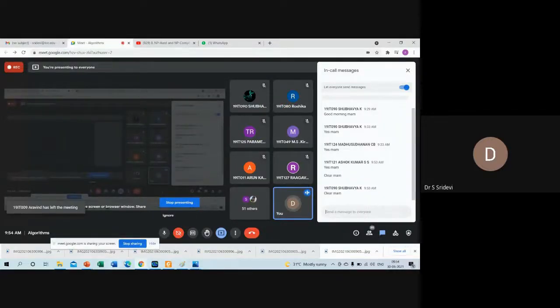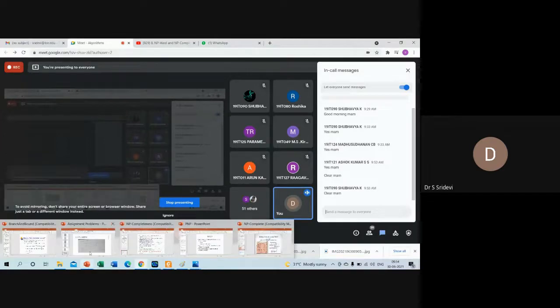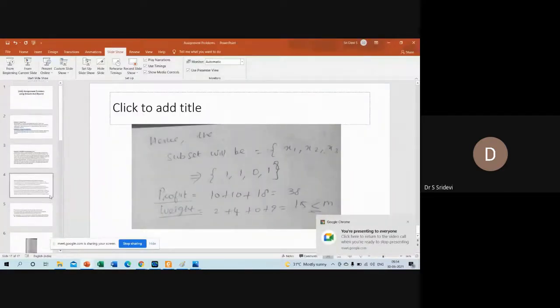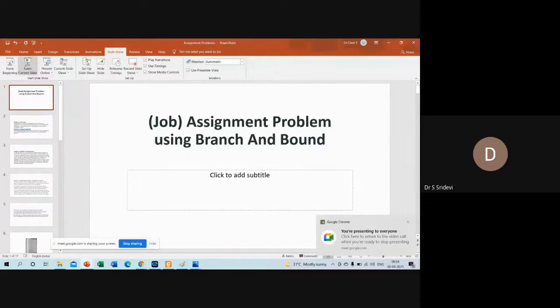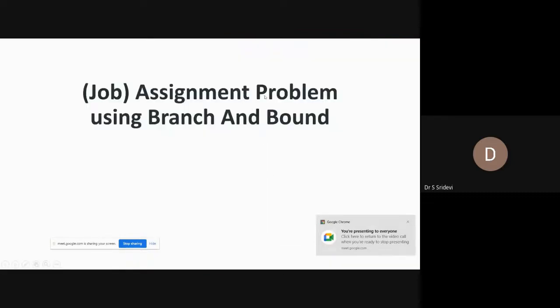Okay, then we will move to the next problem. It's called the assignment problem. It is simply called the assignment problem, or a job assignment problem, or subject assignment problem, everything. So in general it is called the assignment problem, using branch and bound algorithms.